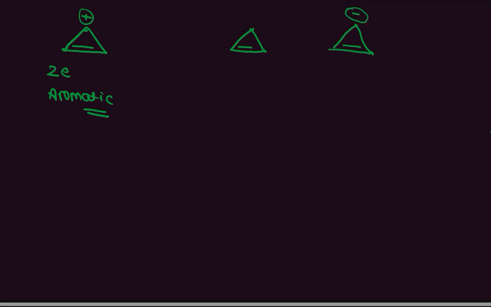Now see, there is a negative charge. Listen, if there is a negative charge or a lone pair in a compound, we have to consider 2 pi electrons. So here one negative charge means 2 pi electrons, and one double bond means 2 pi electrons, so the total is 4 pi electrons. That is a multiple of 4, so it is an anti-aromatic compound. Clear?